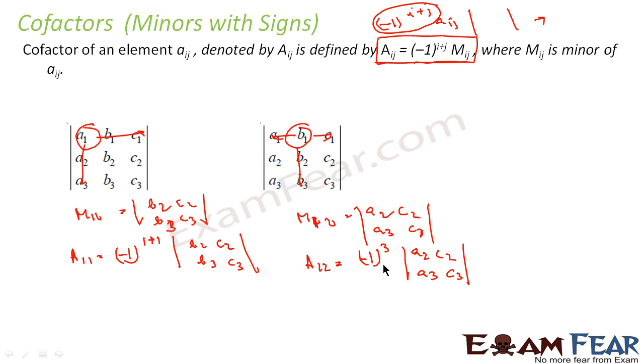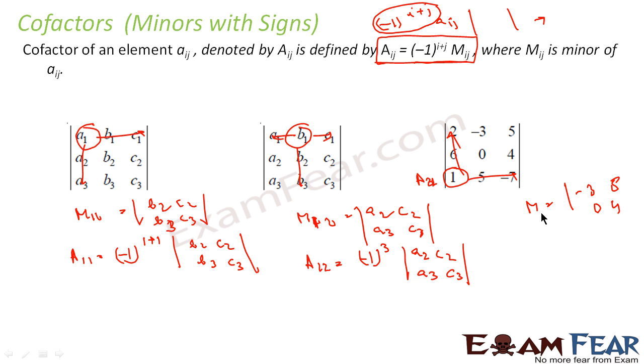Similarly, we can take one more example. Let's take this element, which is A31. For this, I will delete these elements. I'll get the minor M31 as the determinant with 3 5 0 4. For this, if you want to find the cofactor, that will be minus 1 to the power 3 plus 1, that is 4, into the minor, and that is 1 only. So in this case, you see the cofactor will be equal to the minor. In the previous case, the cofactor was equal to minus of the minor.